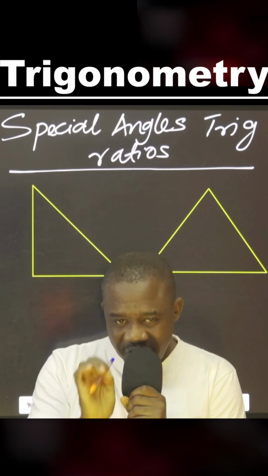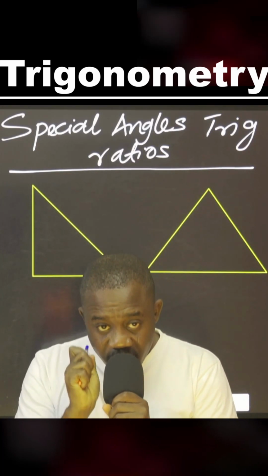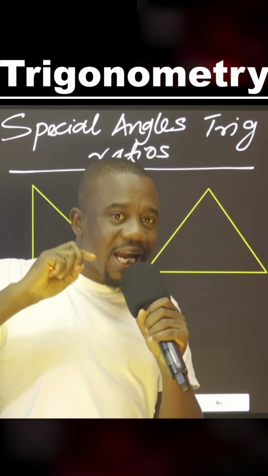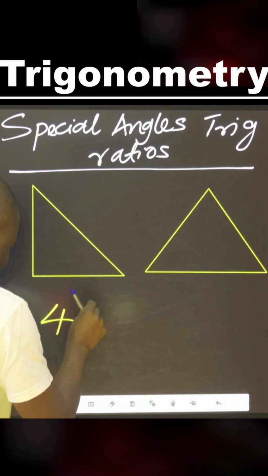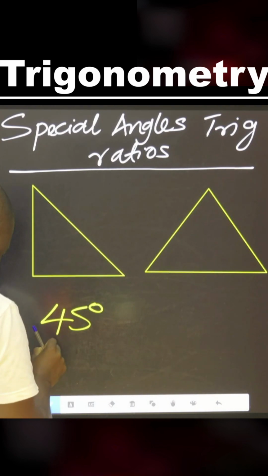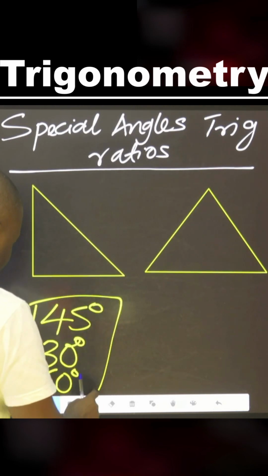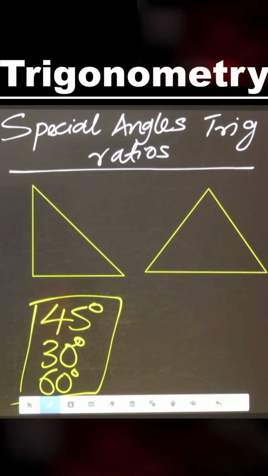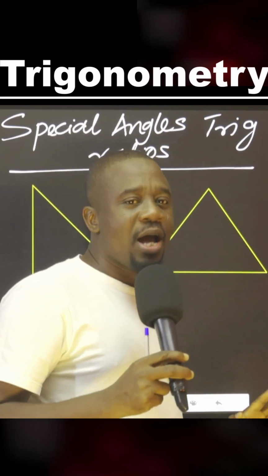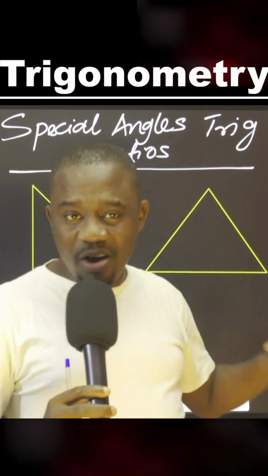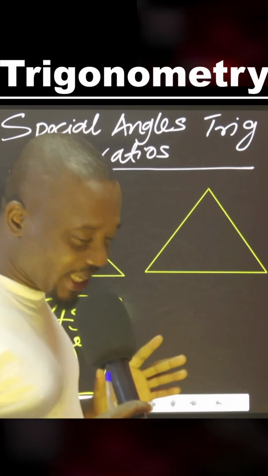Let's now look at the special angles trigonometry ratios. Okay? What are the special angles in trigonometry? These are angle 45 degrees, angle 30 degrees, and angle 60 degrees. The three of them are considered as special angles. In this class, we are going to work on these angles because they are very important, and we're going to use them to answer a lot of questions. So pay attention.